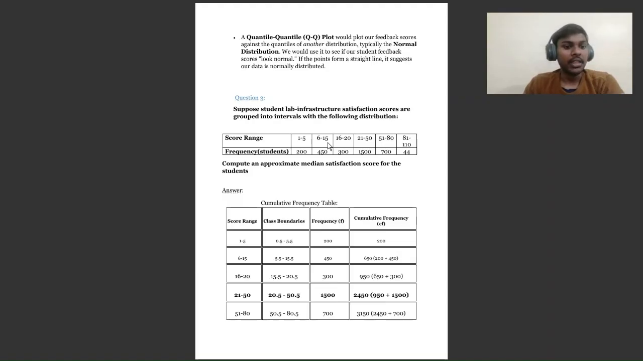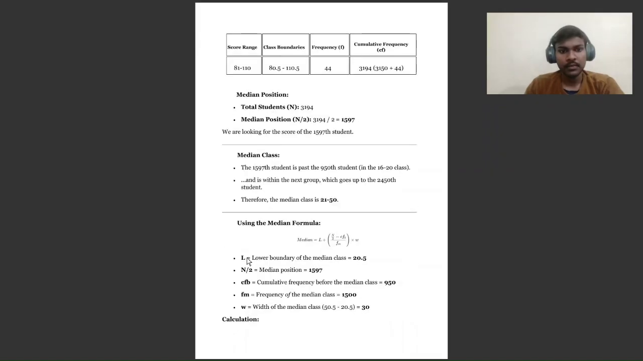Step 1, prepare the cumulative frequency table. The intervals and the frequencies are as follows: 1 to 5, 200 students; 6 to 15, 450; 16 to 20, 300; 21 to 50, 1500; 51 to 80, 700; and 81 to 110 is 44 students. The total number of students when we add up all the frequencies comes out to be 3194.